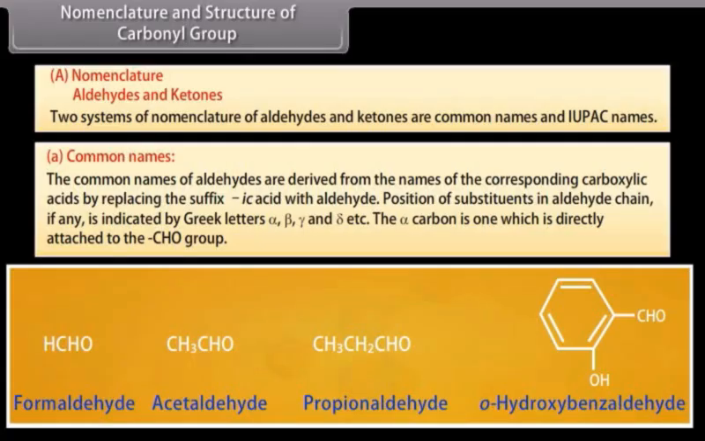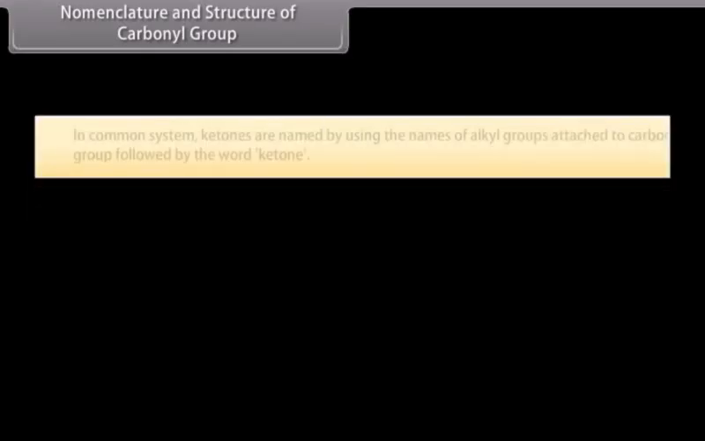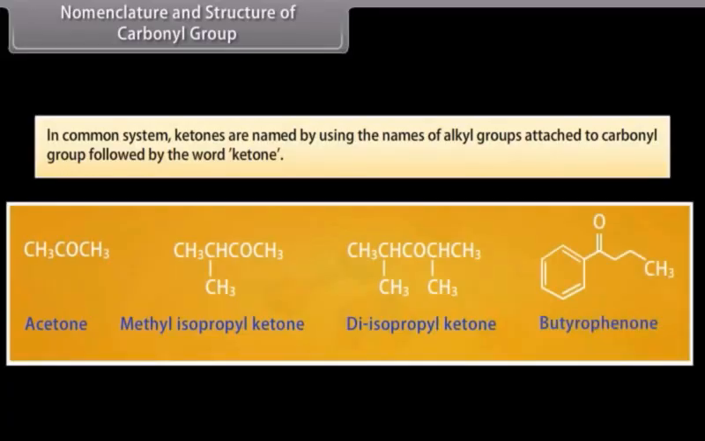Position of substituents in aldehyde chain, if any, is indicated by Greek letters alpha, beta, gamma and delta, etc. The alpha carbon is one which is directly attached to the aldehydic group. In common system, ketones are named by using the names of alkyl groups attached to carbonyl group followed by the word ketone.